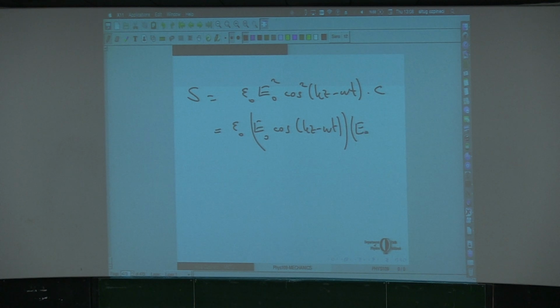Let's say E0 over c cosine(kz minus omega t) times c squared. The reason why I wrote it in this way is that this is nothing but the magnetic field, and this is the electric field. So S is 1 over mu 0 epsilon 0 times epsilon 0 E times B, their magnitudes.